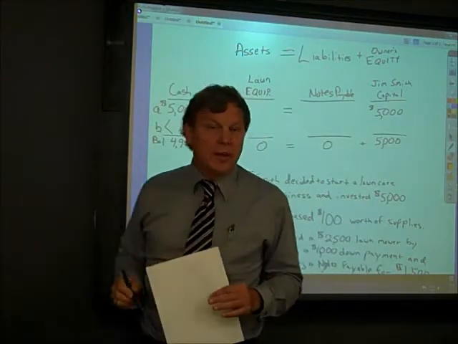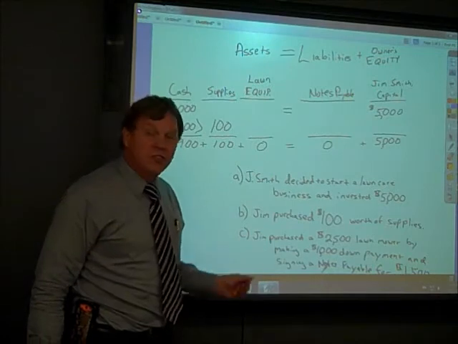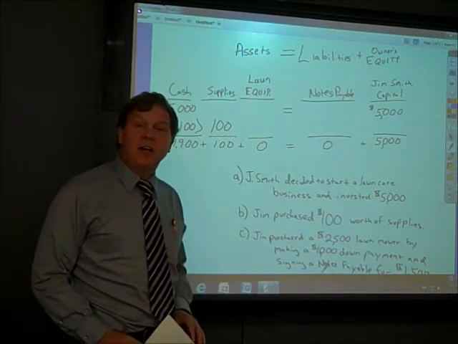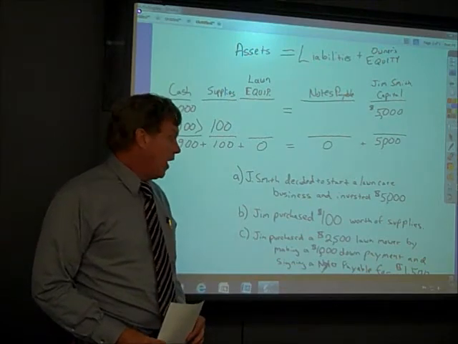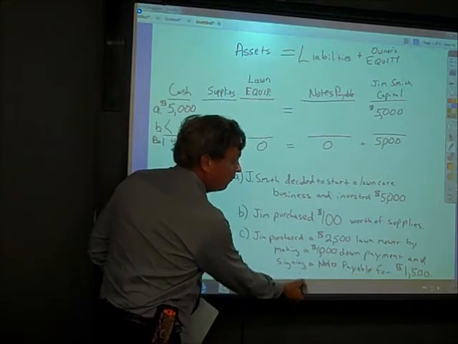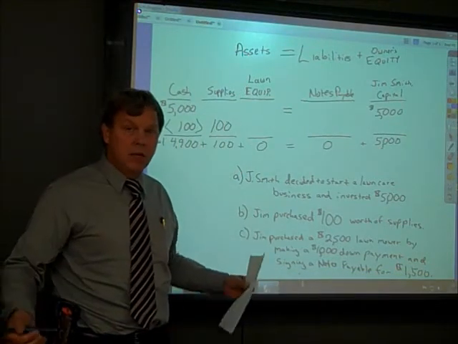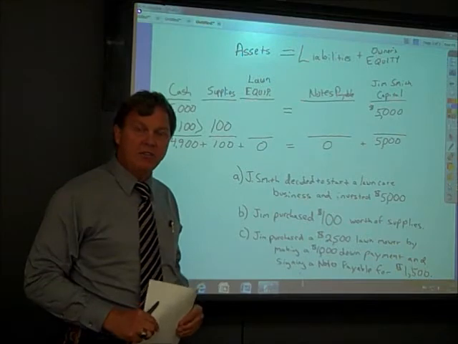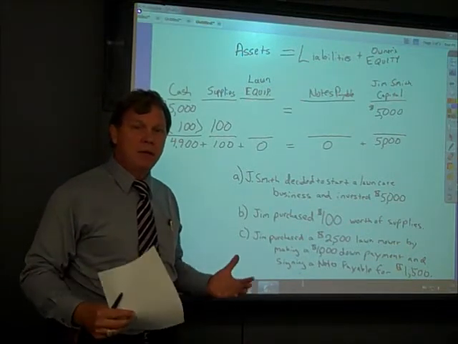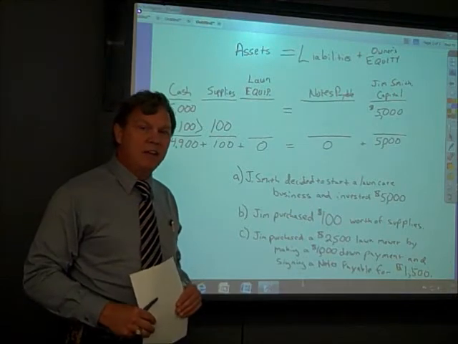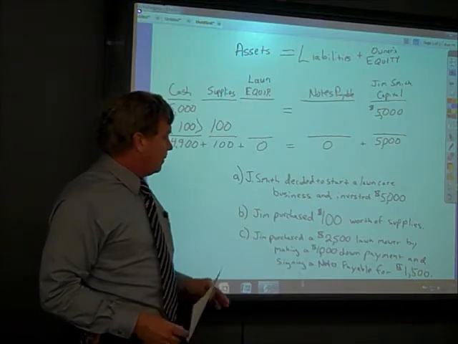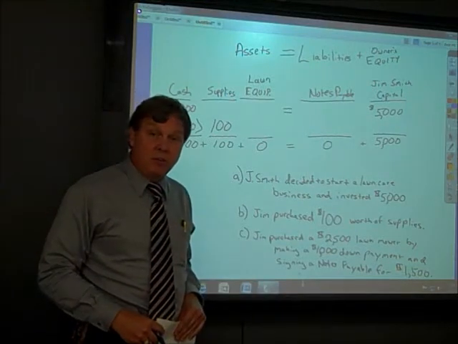Now in this third transaction, I have that Jim purchased a $2,500 lawnmower by paying $1,000 down payment, and he signed a notes payable for the remaining $1,500. He decided not to pay the cash for that today. He signed a note, and he's going to pay them at the ending of that note, whether it be 30 days, 90 days. And so let's record that transaction.